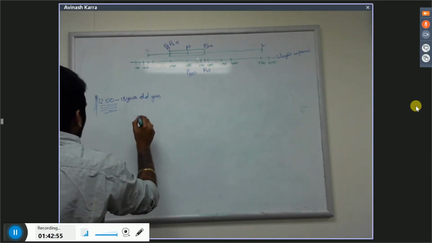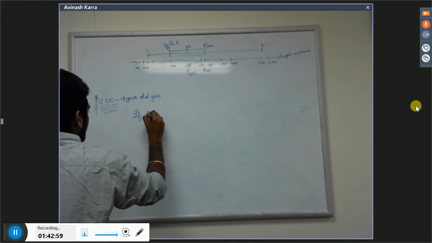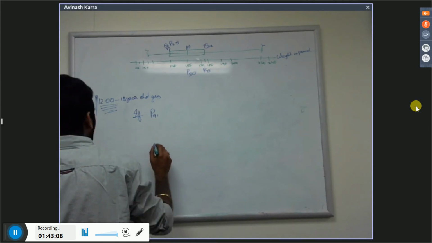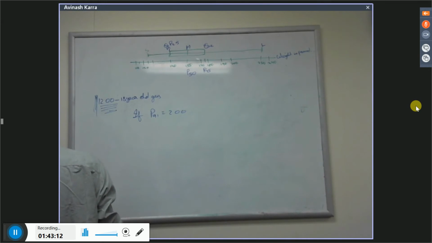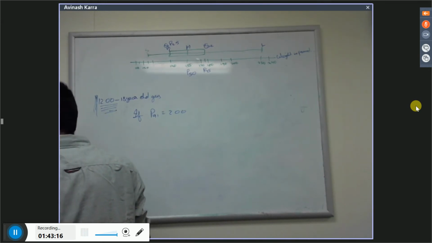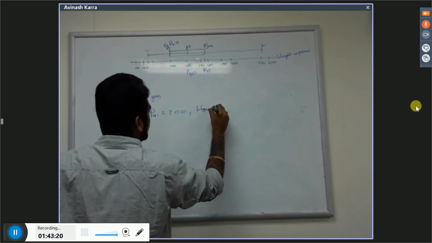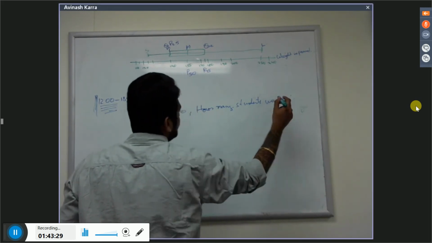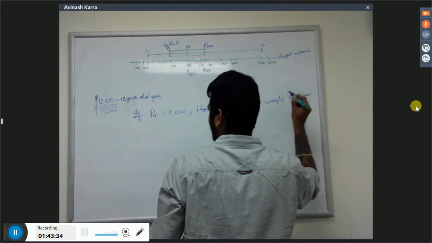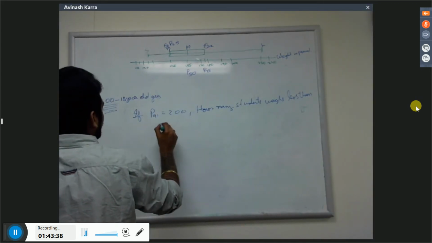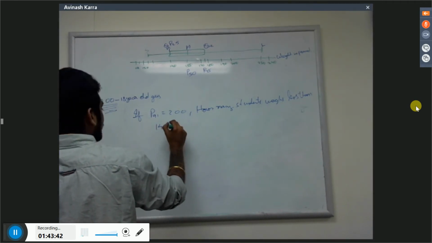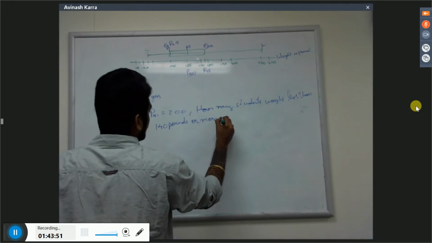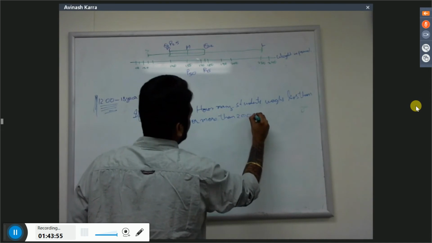Okay. Now the question: if the 91st percentile of the weight is 200, P91 is equal to 200, approximately how many of the students weigh less than 140 pounds? How many students weigh less than how much? 140 pounds, or more than 200 pounds.